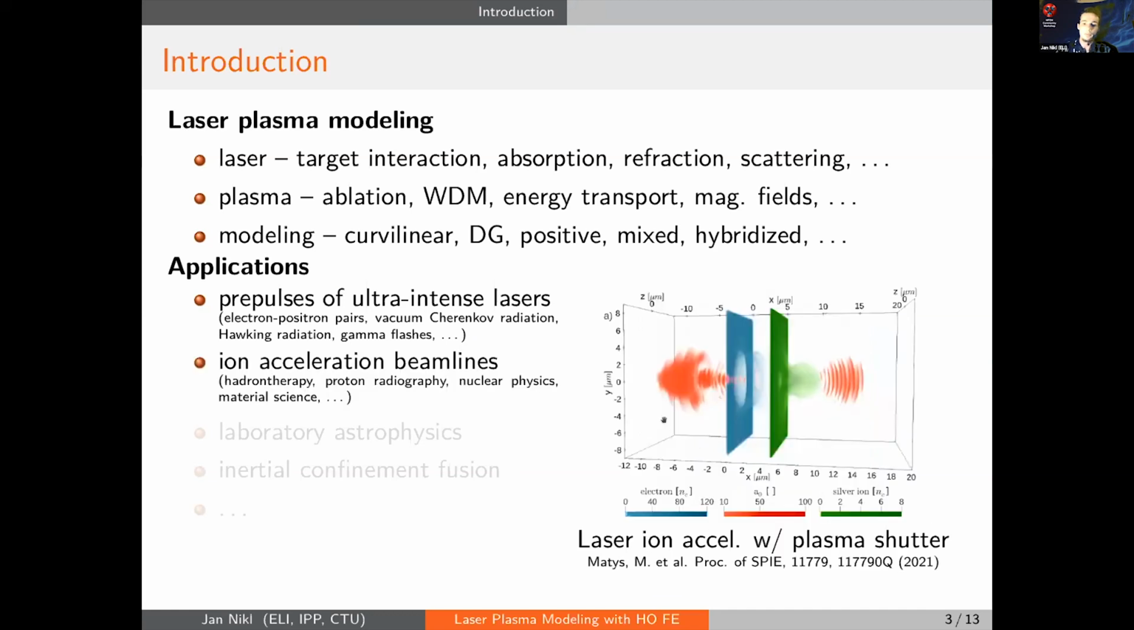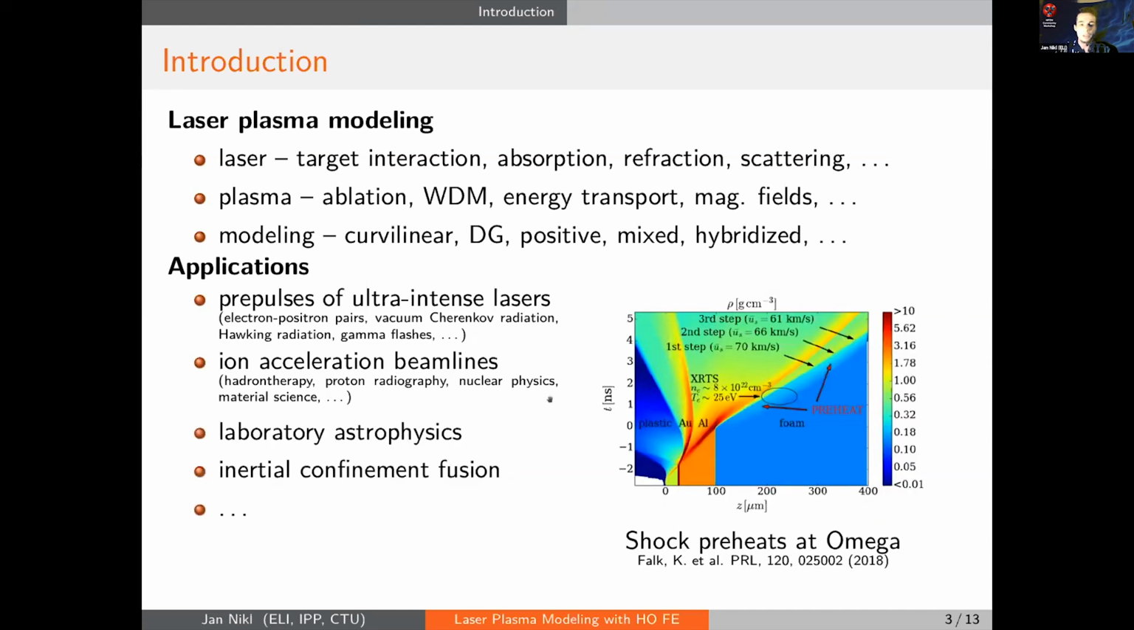A similar concept can be used then for laser ion acceleration to optimize the parameters of that ion beam here, for example. Another topic, then, is laboratory astrophysics and also inertial confinement fusion, where we might be interested in simulations of preheats in front of propagating shock waves.